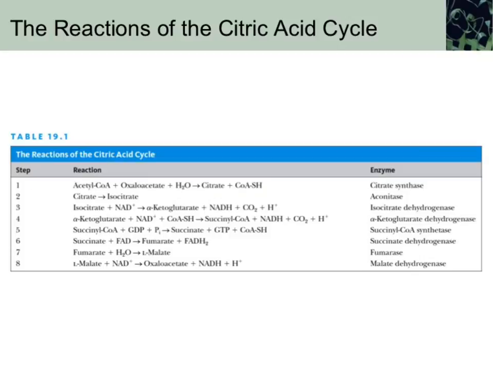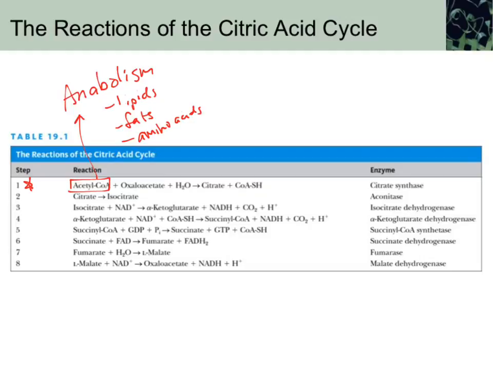So our first one is important because we're starting with a high energy acetyl-CoA. That acetyl group can be used in a variety of other pathways. Anabolism, making molecules. We can use that to make lipids, or our fats. We have a carbonyl group with a carbon on it. We could also use that to make amino acids.